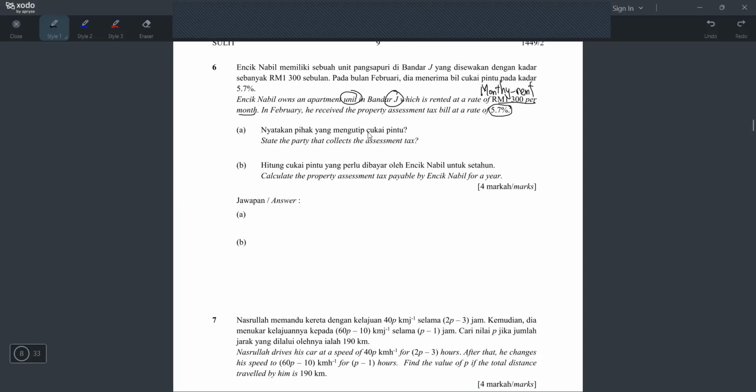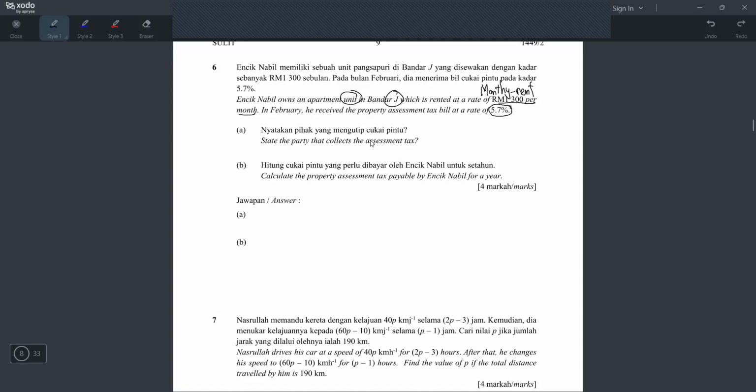Okay, A: nyatakan pihak yang mengutip cukai pintu. State the party that collects the assessment tax. Before I tell you the answer, I want to tell you that because I do many trial questions already, I realize they actually like to ask this assessment, the cukai pintu, the property assessment tax, because sudah a few times I jumpa. So please take note and make sure you betul-betul tahu. If it comes out a lot in your trial paper, in your percubaan, it means there is a very high chance it will come out in your SPM also. Another one yang selalu come out is income tax. Income tax memang suka tanya. And then assessment tax and road tax also I saw a few. But assessment tax really banyak saya jumpa. Okay, let's continue.